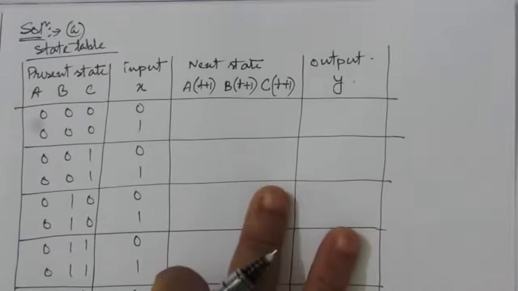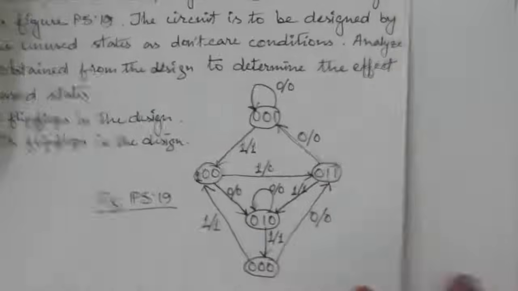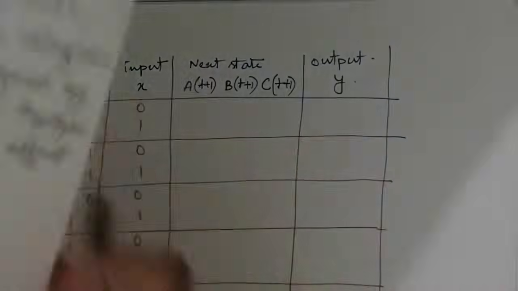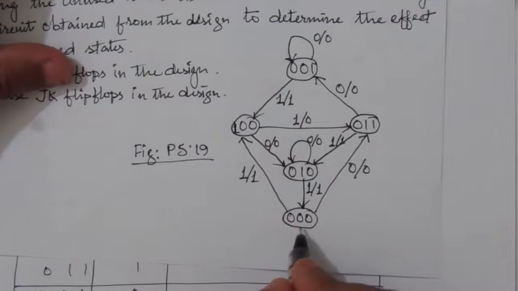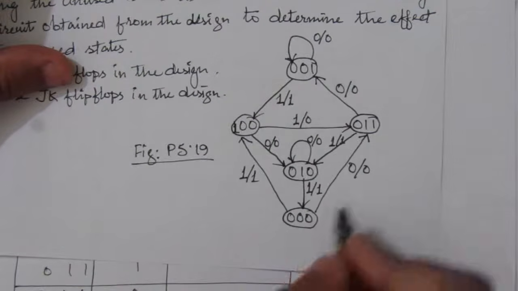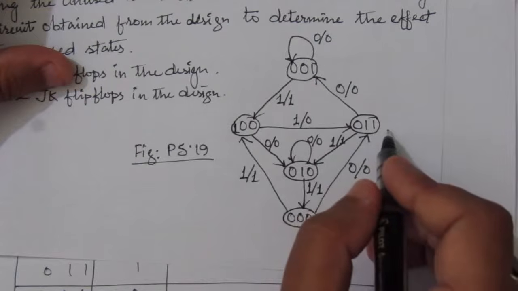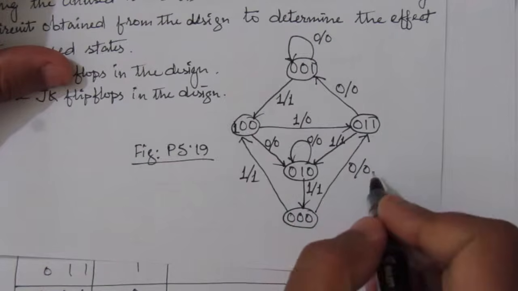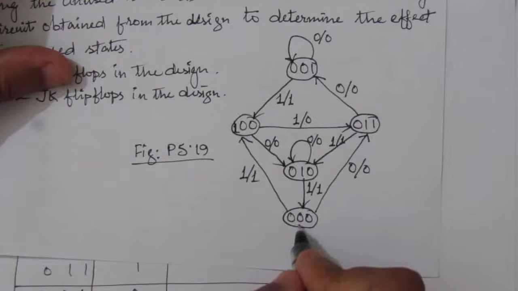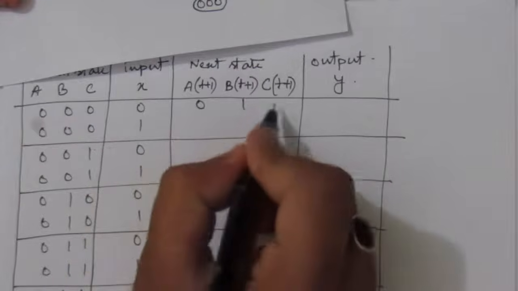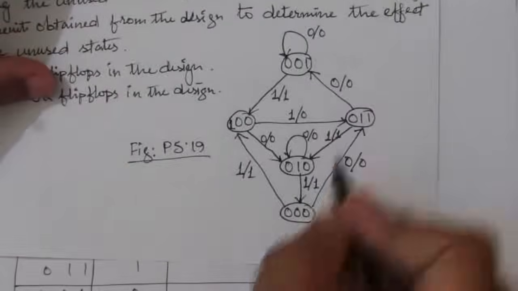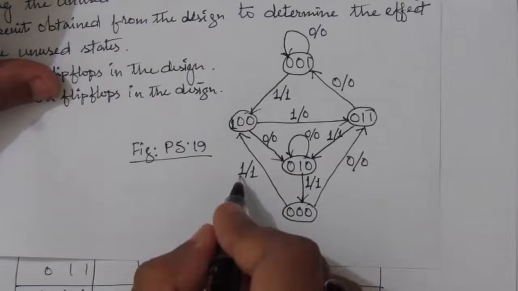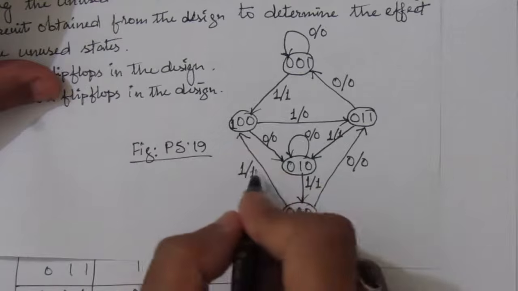Now let us find out this table. We have to use this state diagram to find the next state and the output. So here we have 000. For this state, whenever the input is 0, it is going to 011, and the output is 0. It means from 000 there will be a transition to 011. So we write here 011, and the output is 0. Next, from 000, when the input is 1, it is going to 100, and the output is 1.